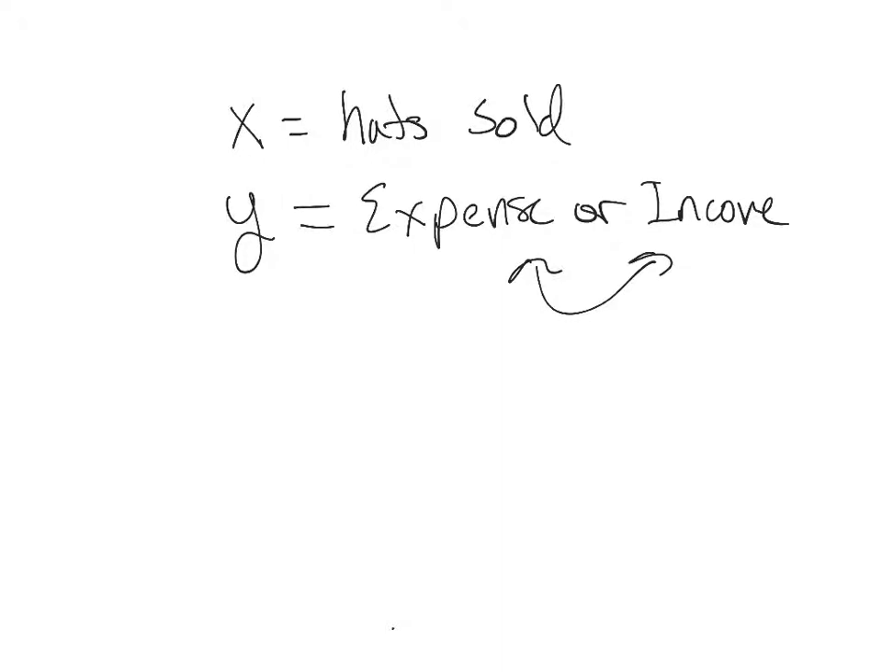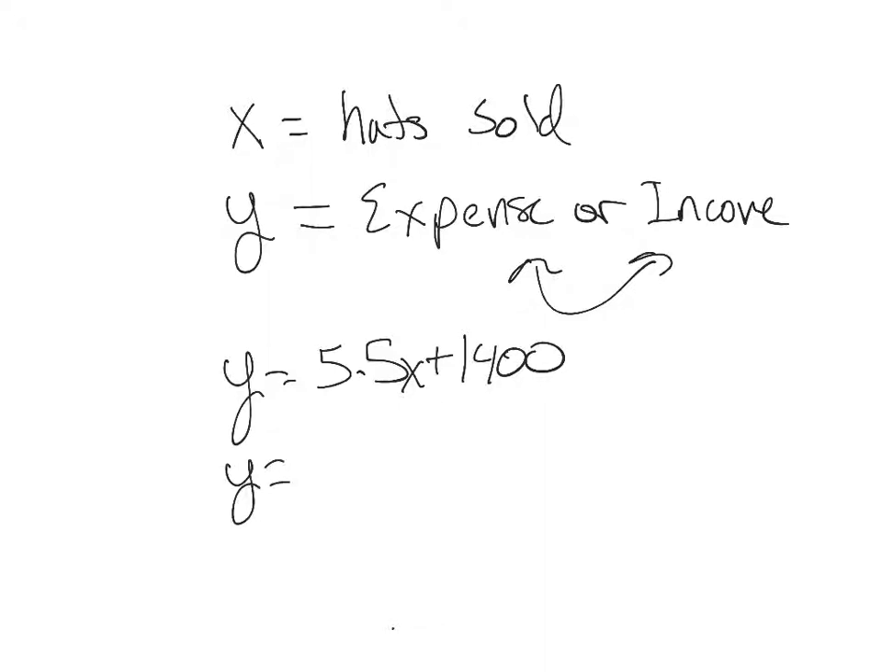So if we're writing an equation for the expense, we would write y equals 5.5x, the $5.50 on the material times x for the number of hats, plus 1,400 on advertising. Our other equation would be y equals 12.5x for the amount of money that's made doing that. So this is the income equation, and this is the expense equation.